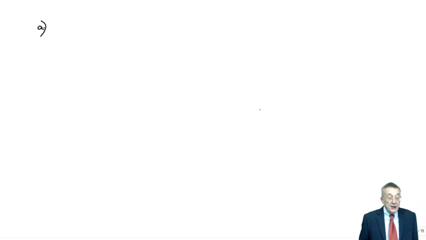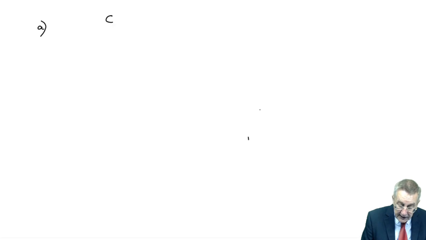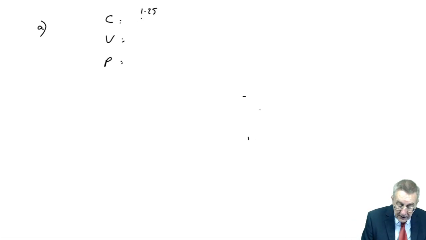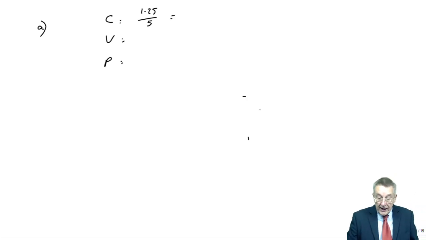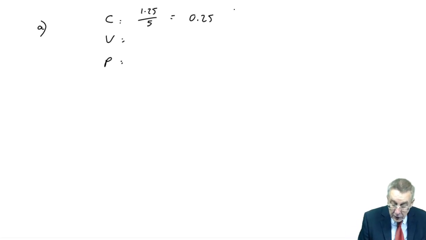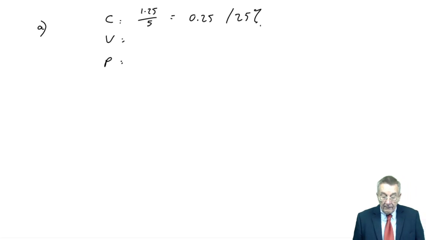Let's run down it. First of all, A says calculate the CS ratio for each product individually. Well, nothing new there. We did that in the last lecture. But what's it going to be? For product C, contribution is $1.25 per unit on a selling price of 5. So the CS ratio, 1.25 divided by 5, is 0.25 or 25%.